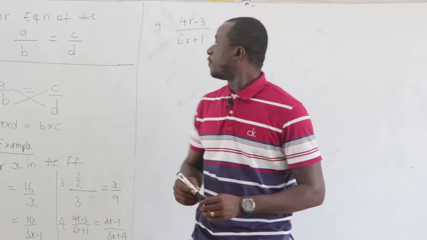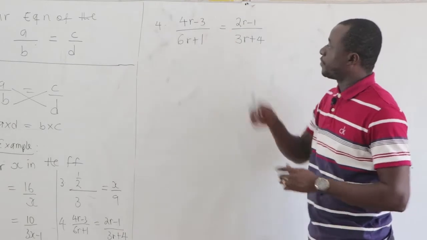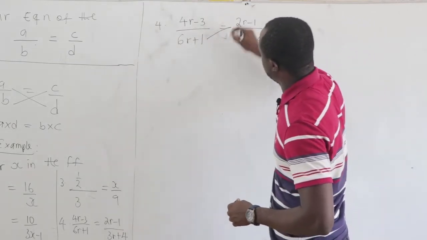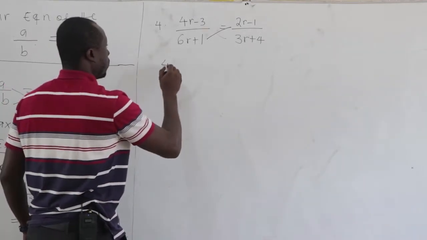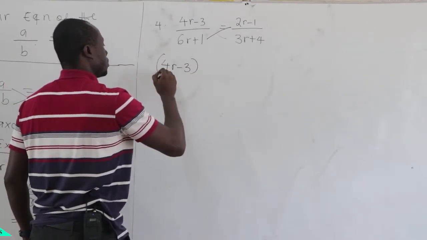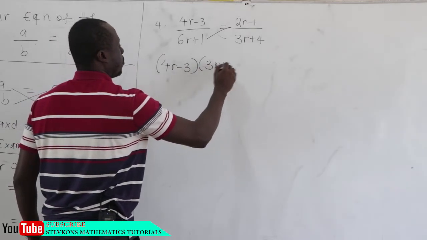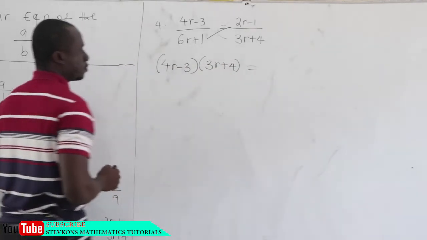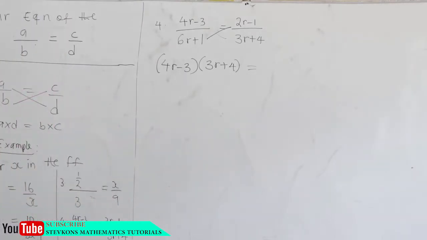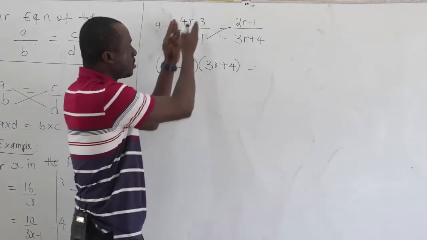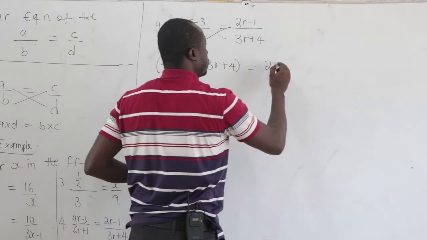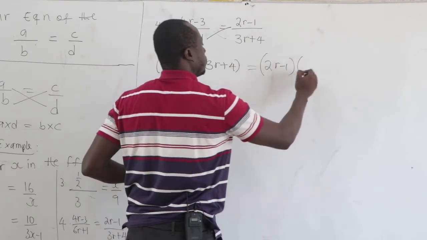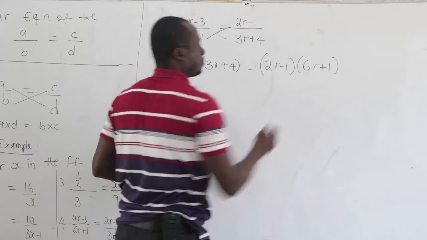Now let's consider the fourth question. So what do we do? We have to cross multiply, because this is of the form A over B equal to C over D. So we have (4r minus 3), we have (3r plus 4). Now, why am I bringing brackets? This is more than one term, so I have to bring brackets. And then here I have (2r minus 1), bracket, more than one term, (6r plus 1).